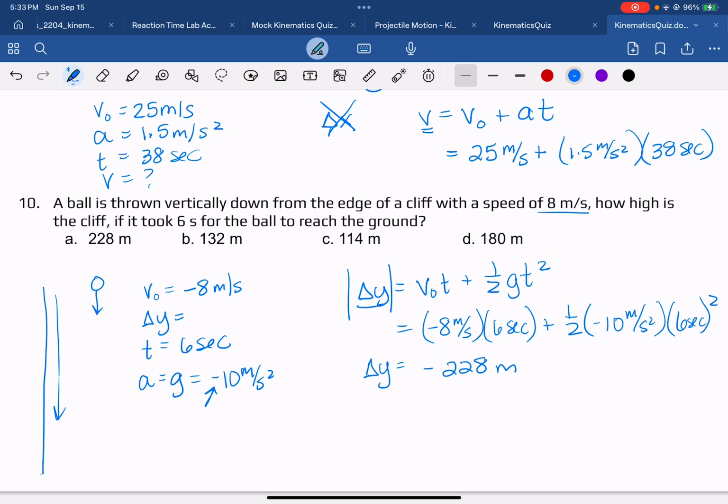And so the height of that cliff is going to be the absolute value of that. So it'll just be 228 meters for the height of that cliff.